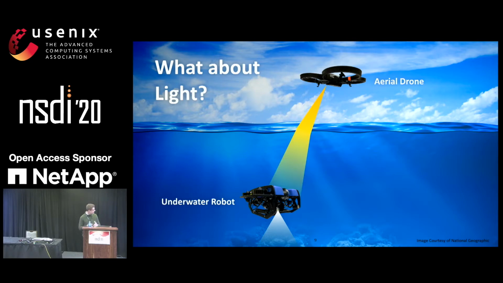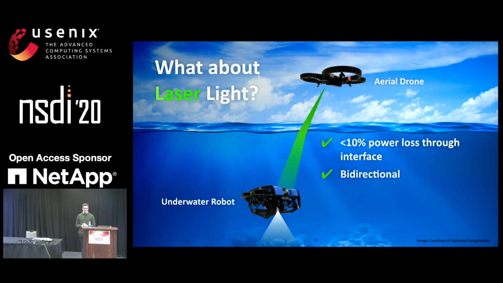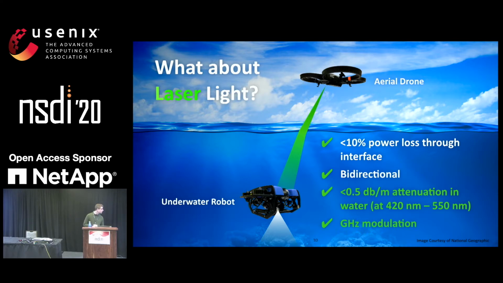And a less discussed medium is using light. So light, as it passes through the air-water interface, only less than 10% of that power is lost. Additionally, it's bidirectional, so we can send this light from underwater to the air or the air to underwater. And for the purposes of this paper, we consider laser light, not only because it's really cool, but also because it has a sparse spectrum footprint, so its energy is contained to a very small frequency range, which means we can tune the laser wavelength to the wavelengths that attenuate the least underwater, in this case, the blue to green range here. And also gigahertz modulation.